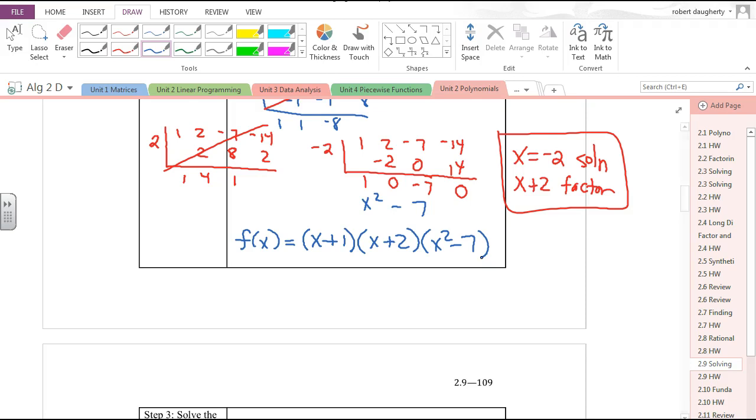Now let's find all the roots or solutions. Okay? The roots are x equal what? Negative 1 and what? Negative 2. And then if I set x squared minus 7 equals 0, that means that x squared equals 7. X is equal to what? Plus or minus what? Square root of 7.